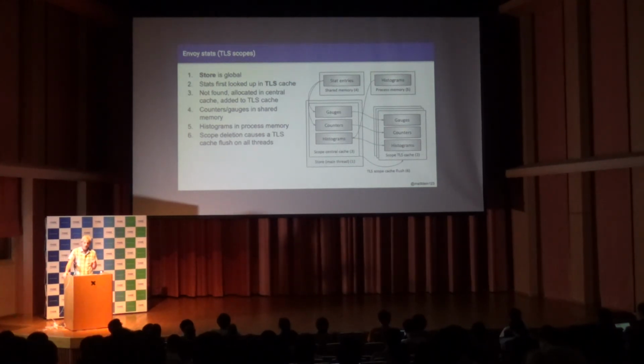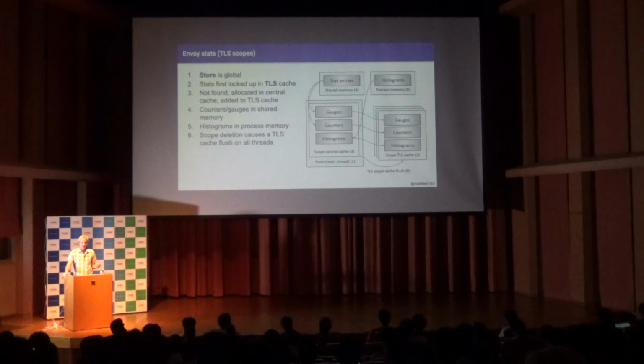We'll say, okay, do you have this gauge? If the gauge is there, it will take that gauge back. If the gauge is not there, it will go to the central cache and say, do you have this gauge? If it has already been created, it'll be populated in the local TLS store, and we will use that from then on. If it hasn't been created, we will make that gauge and populate it in the local cache.